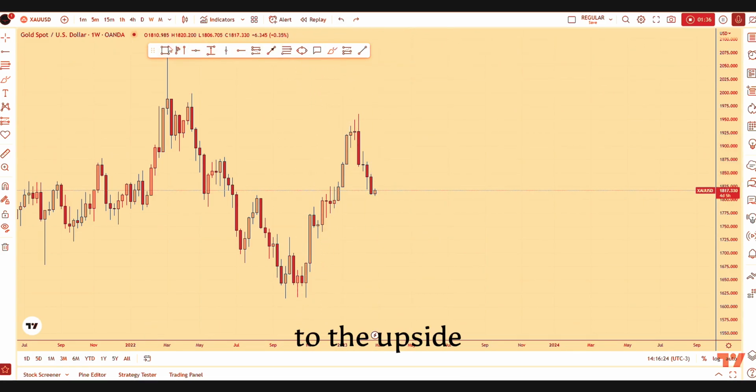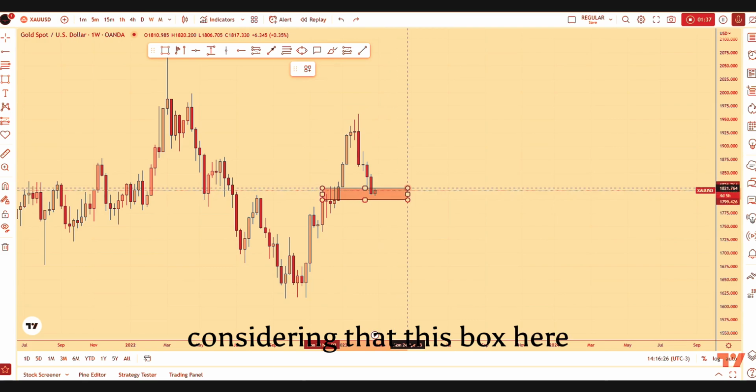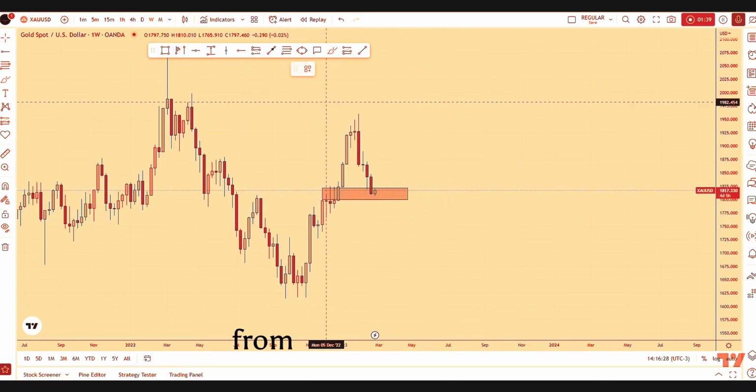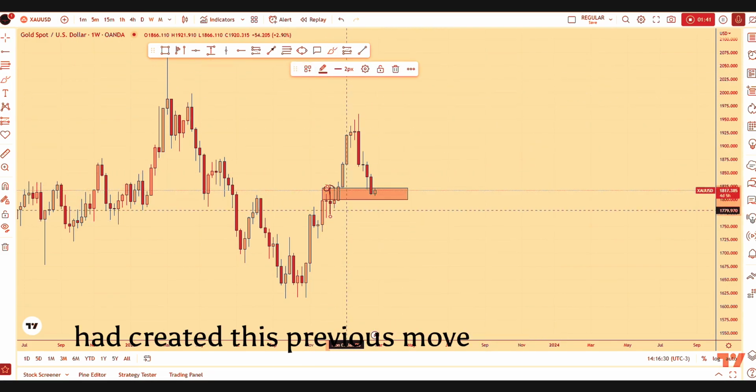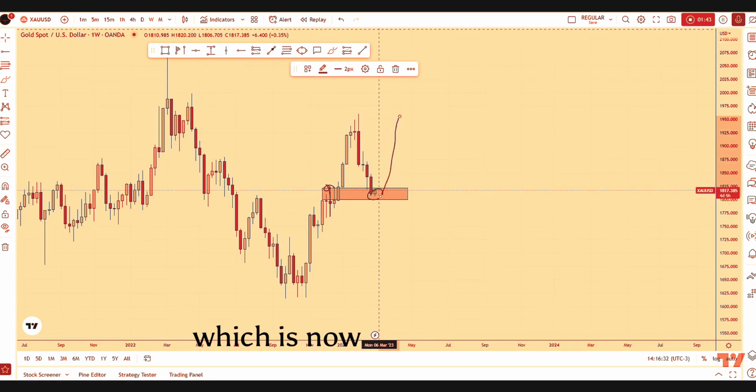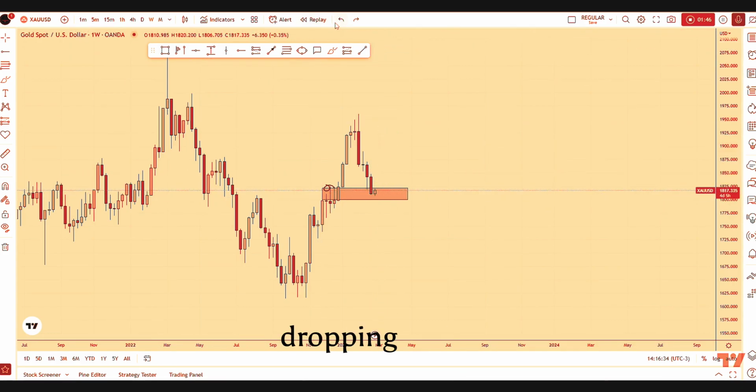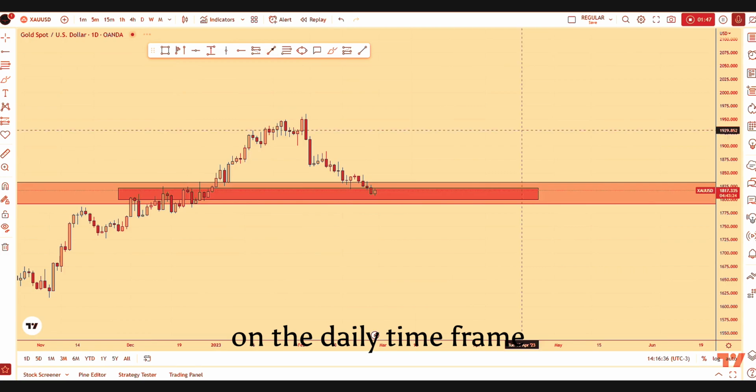Now, as we're testing this zone, there's a good probability from here to see a potential rejection to the upside, considering that this box here is exactly the level from which the market had created this previous move to the downside, which is now turned support. Dropping down on the daily time frame, what do we see?